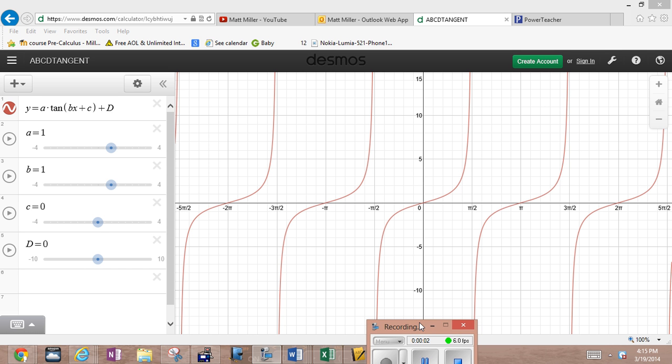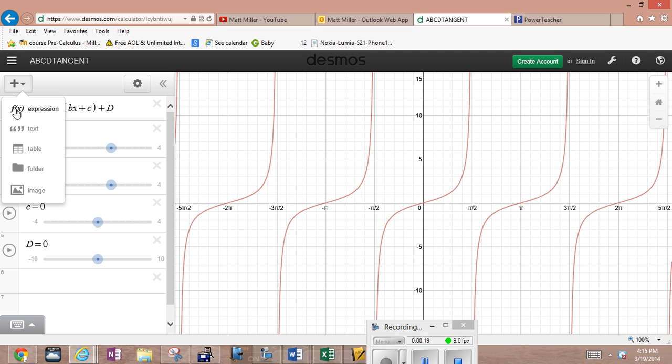Well, in this video, we want to look at the graph of the tangent. Now, the tangent, as you can see, has these periodic asymptotes. How do we get those? Well, remember, the tangent is defined as the sine over the cosine.